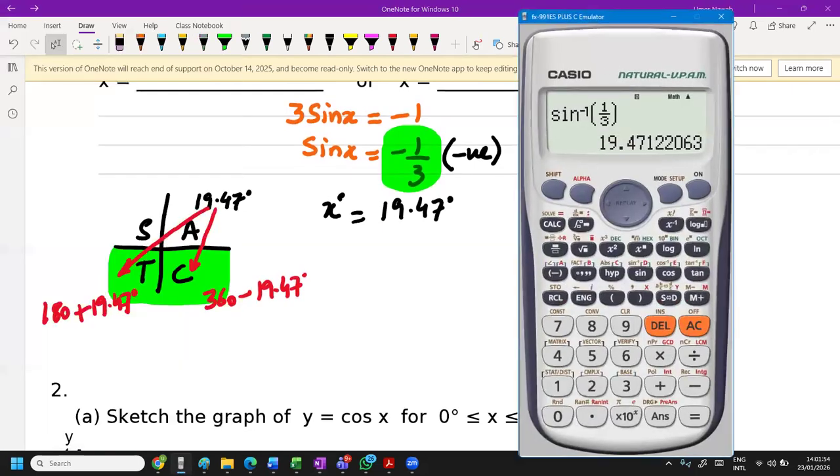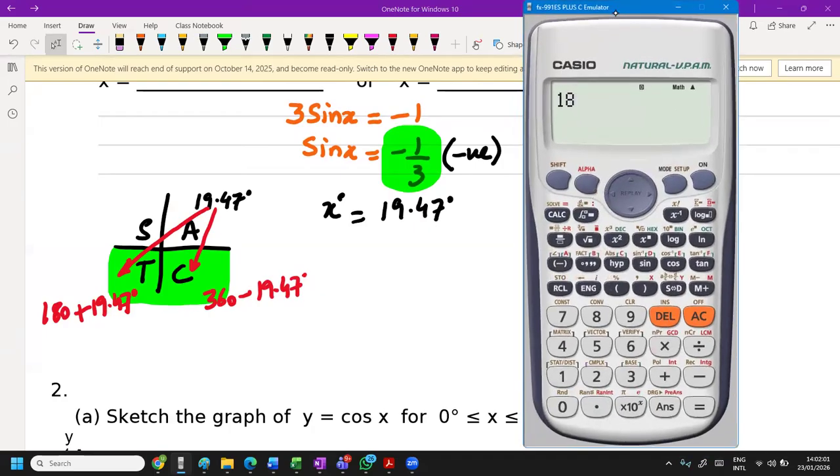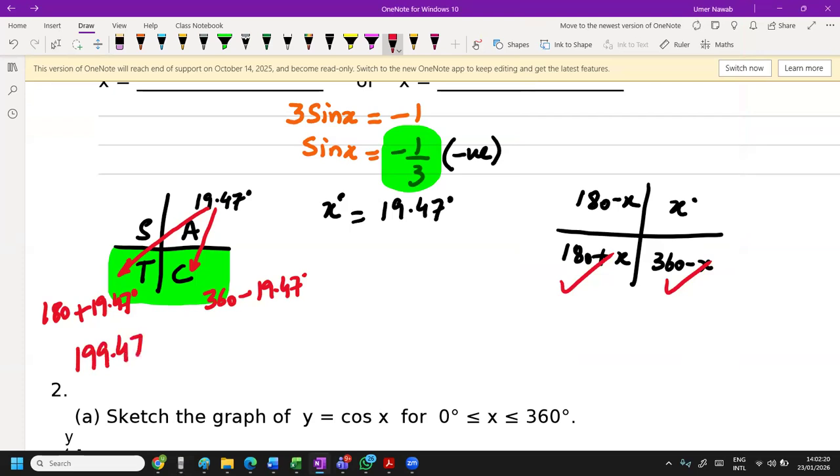Okay, so use the calculator. In the calculator, I'm going to write 180 plus 19.47. That gives me 199.47. Now you are allowed to write the answer to 1 dp. So this is 199.5 degrees.